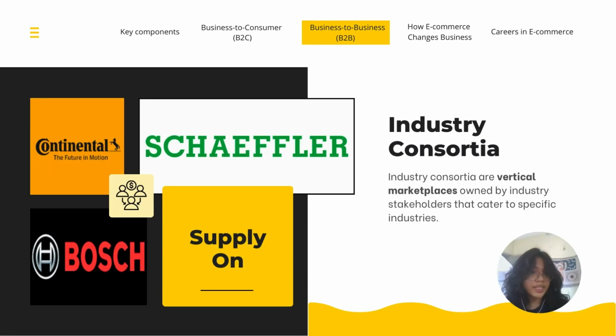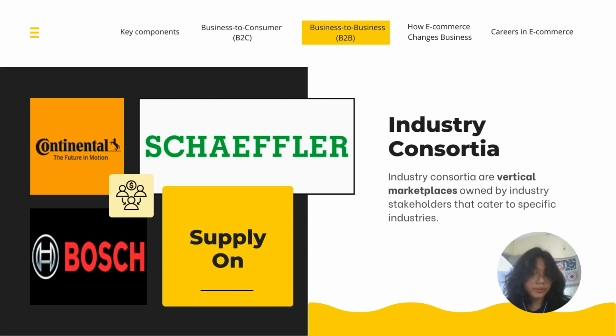The fourth one is industry consortia. Industry consortia are vertical marketplaces owned by industry stakeholders that cater to specific industries. An example is Supply On, founded by industrial giants like Bosch, Continental, and Schaeffler, which offers a shared supply chain collaboration platform for various manufacturing industries. By 2022, Supply On's customers included many major companies like Airbus, BMW, BorgWarner, Siemens, and Thales, in addition to its shareholders.